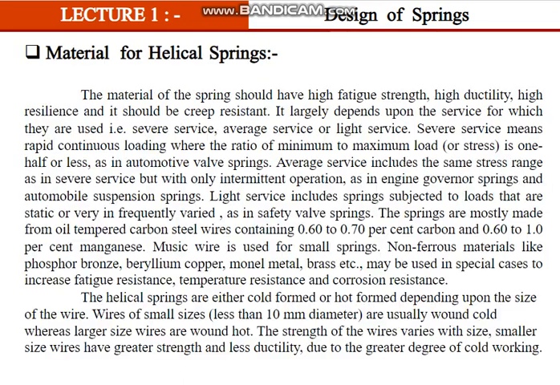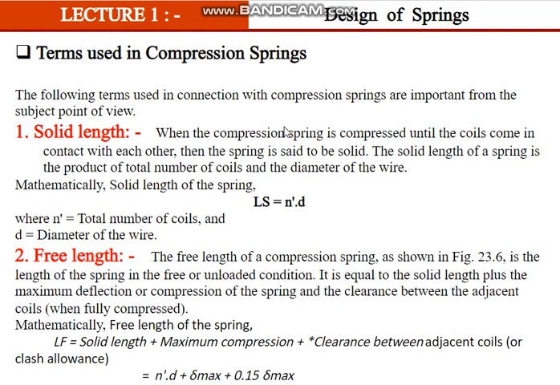When the compression spring is compressed until the coils come in contact with each other, then the spring is said to be solid. That means it is no more a spring. It has become like a solid, like a stiff thing. The solid length of the spring is the product of the total number of coils and the diameter of the wire.